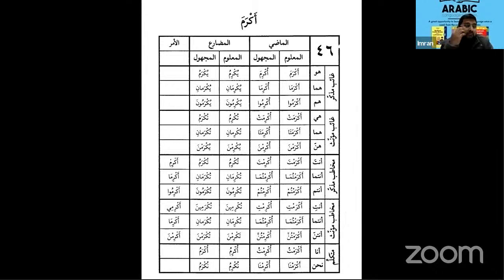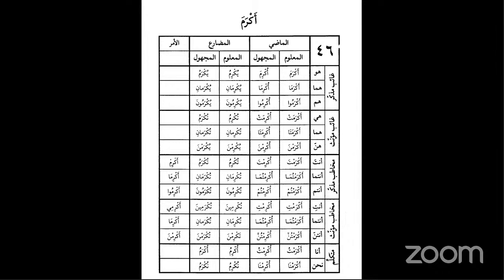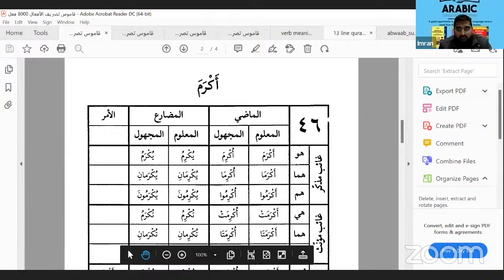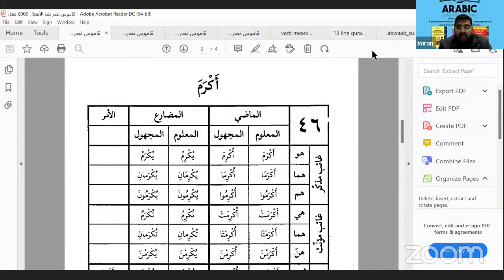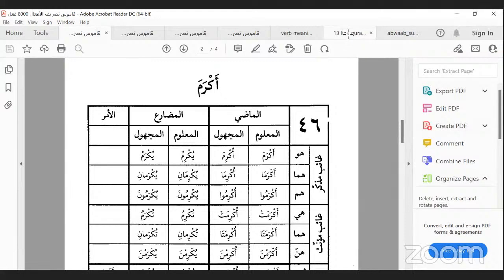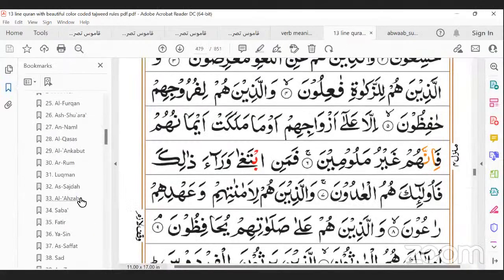Dhahaba. What does dhahaba mean? It means he went. Now I'm going to use Ayat al-Tathir to explain this. So dhahaba, he went. In Ayat al-Tathir, let me show you.